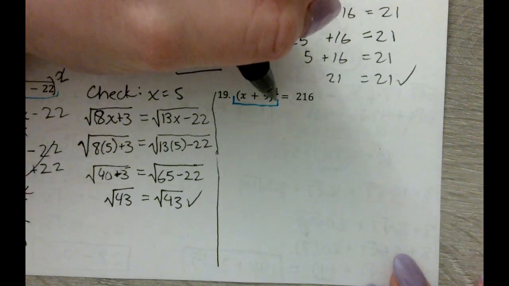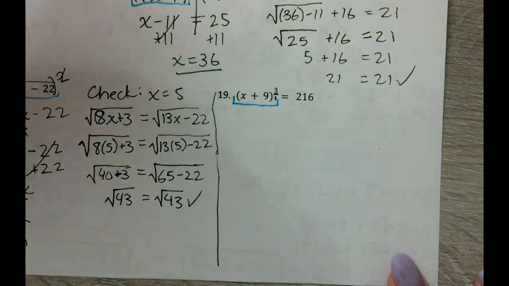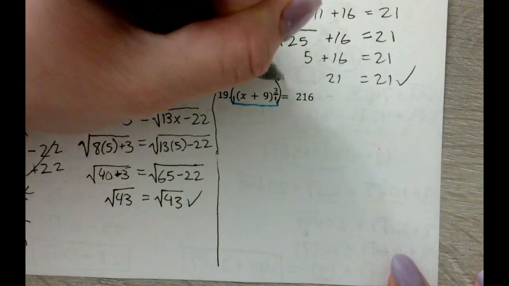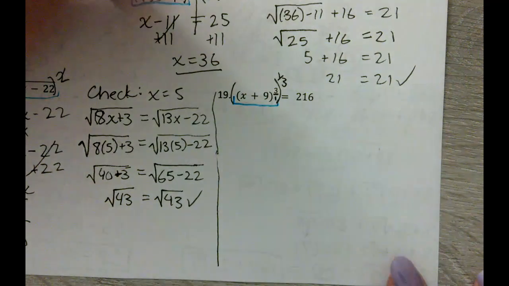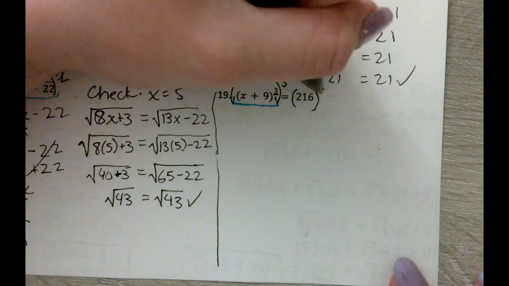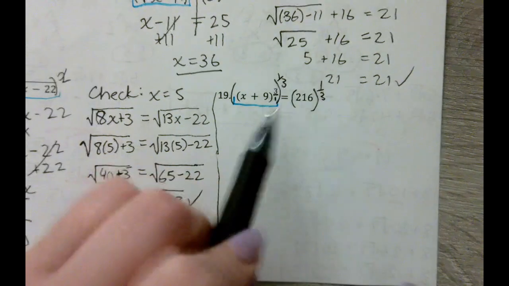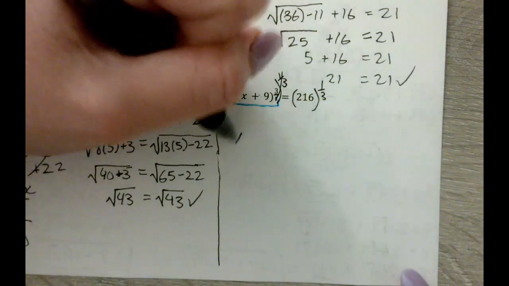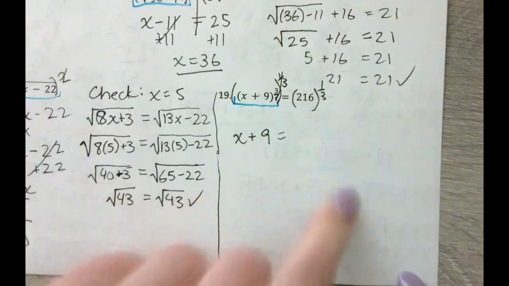This is like a 3 over 1. So to get rid of it, we can raise it to the 1/3 power. And then I can do that to my 216 as well. Remember, what you do to one side, you do to the other. Now these cancel, so I'm left with x plus 9. Calculator for this part.